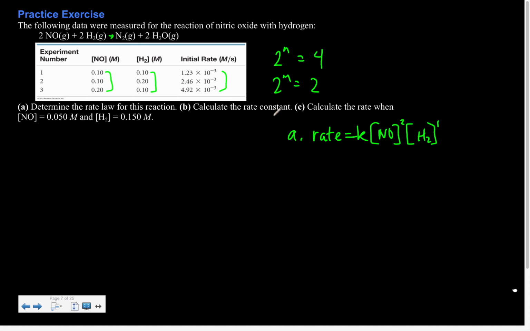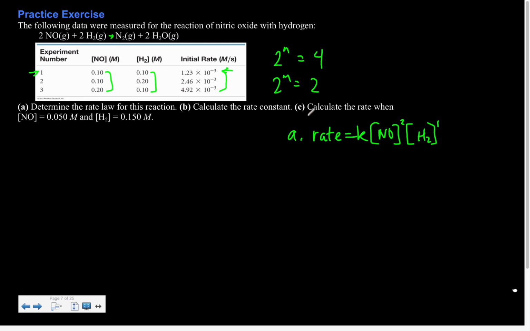Okay, for B, calculate the rate constant. So how are we going to do that? It's constant. It doesn't matter what my concentrations are, so pick a trial. If we want to use one, we would plug in my rate, plug in my concentrations, and solve for k, bearing in mind that for my units, this is going to be molar per second, molar squared, molar, and then I would work backwards to figure out my unit for k.